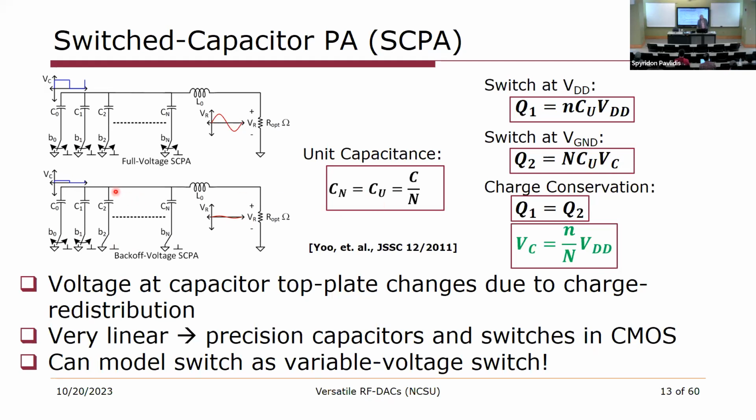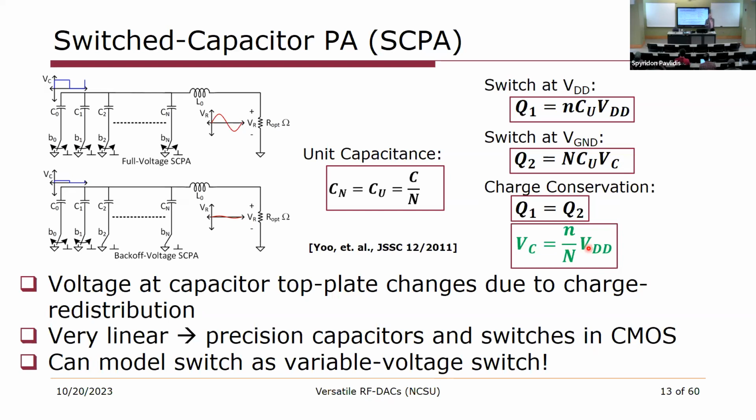the voltage at the top plate of the capacitor. We have to have charge conservation, so the charge in both states has to be equal. In other words, Q1 has to equal Q2. And we can solve for the voltage at the top plate of the capacitor and show that it's linearly proportional to the supply voltage and the number of capacitors that we're switching relative to the total number of capacitors in the array. So we have what amounts to a linear amplifier now, using only switching circuits.